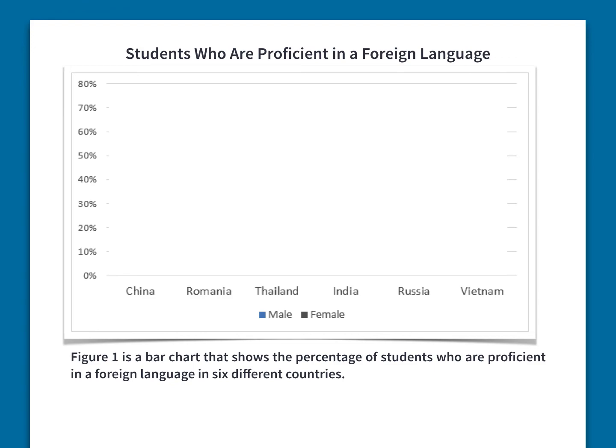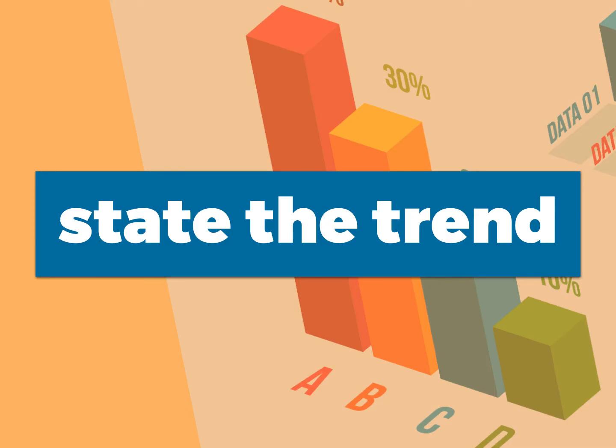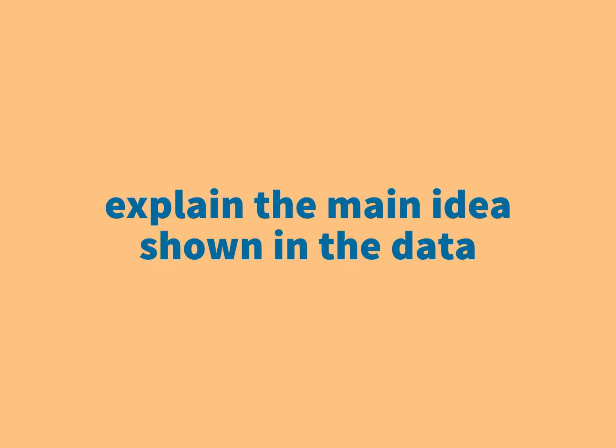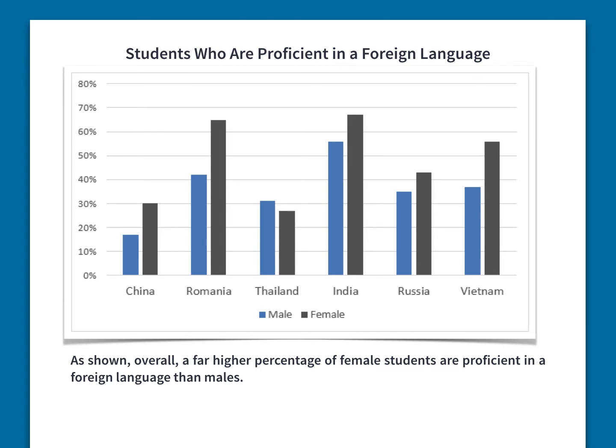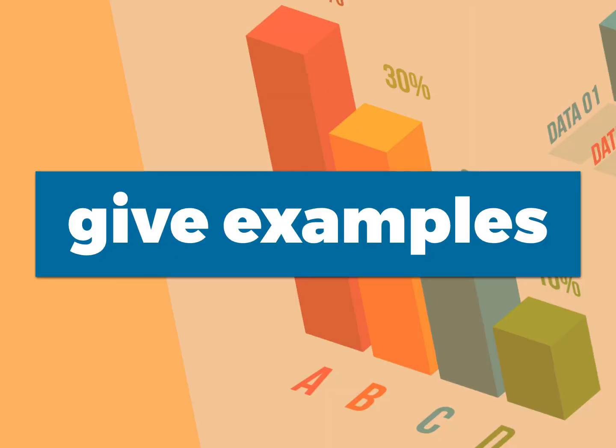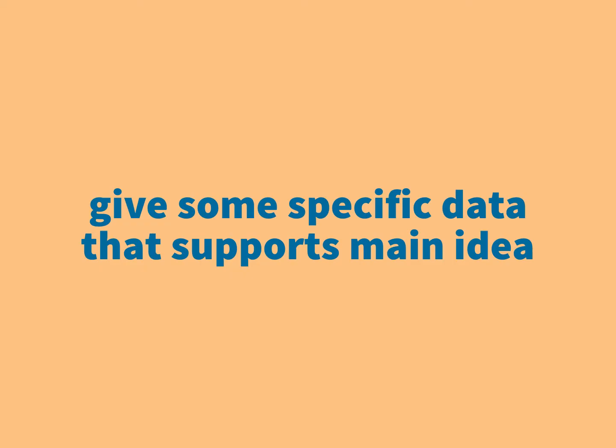Once you've introduced the chart, then you need a topic sentence which clearly states the trend or the main idea in your data. If we use this same chart, we can see that overall, the percentage of female students who are proficient in a foreign language is much higher than the percentage of males. Once we've stated the trend, we then need to give specific examples. Here is where we can talk about specific countries and start giving some numbers.